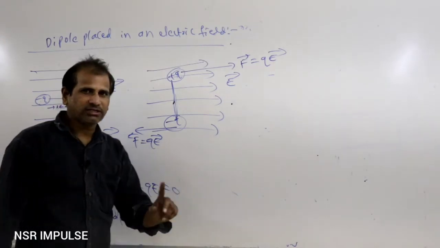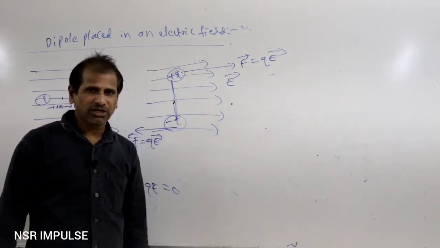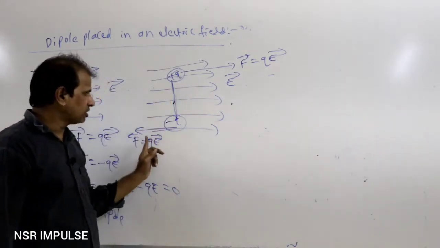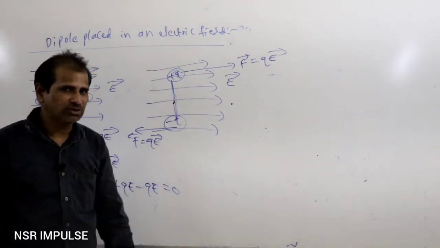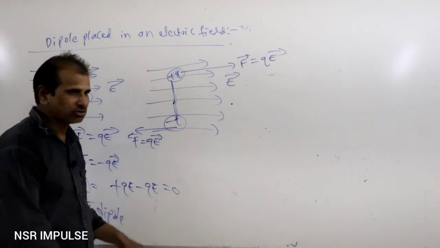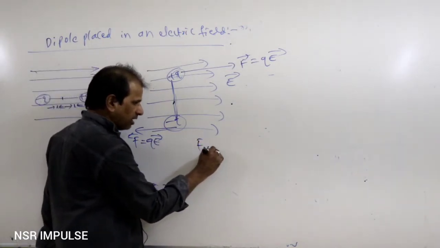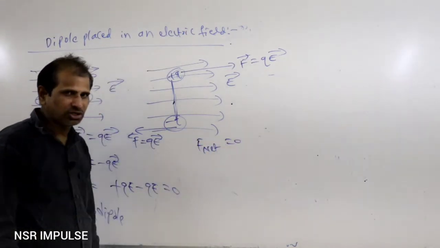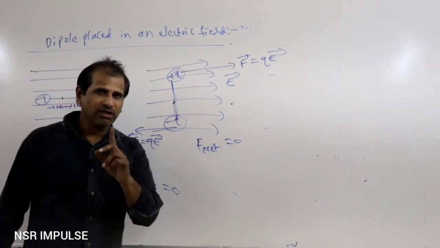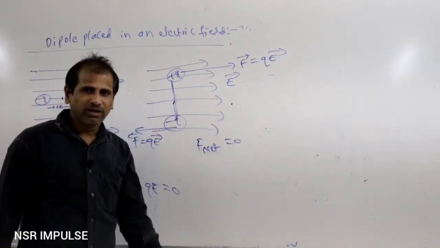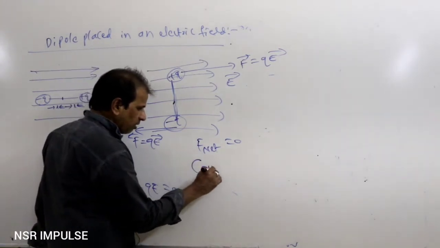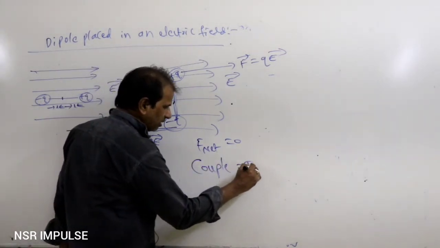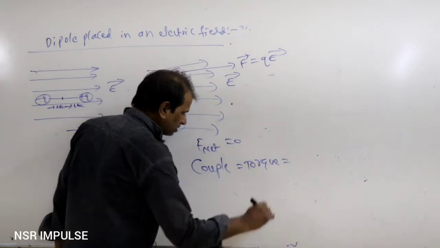Negative charge gets accelerated in the opposite direction of the electric field. That's why the two charges of the same system experience two forces in opposite directions, and their magnitudes are the same. That's why the net force on the dipole becomes 0. But one additional important point to be discussed here: the net force of the system is 0, but a couple, or torque, is going to act on this system.